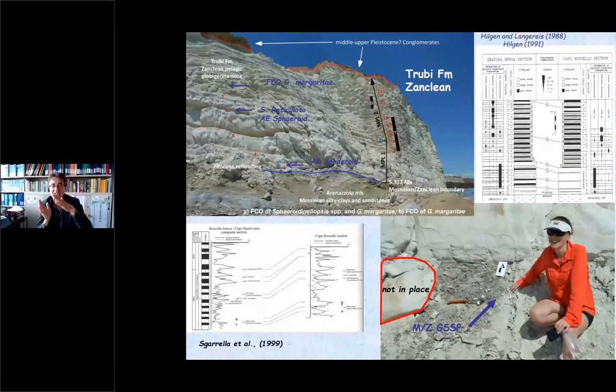Each cycle is composed of marls and limestone. So the contact, the Messinian Zanclean GSSP, is 50 centimeters below the first carbonate bed.